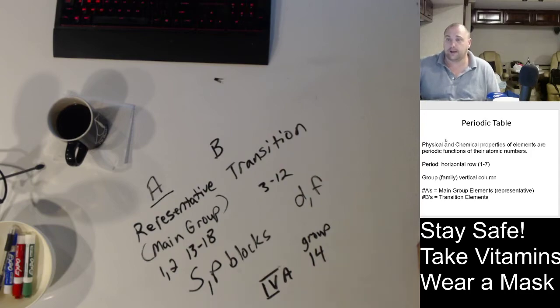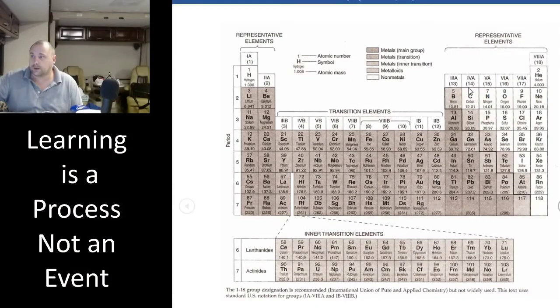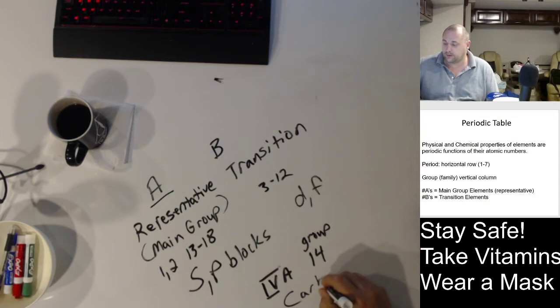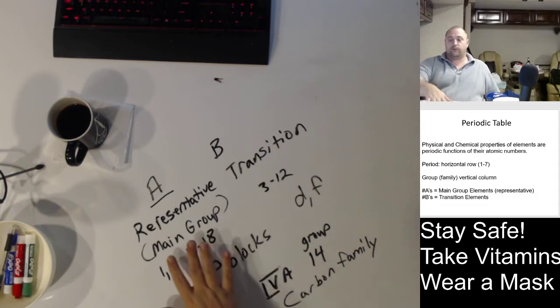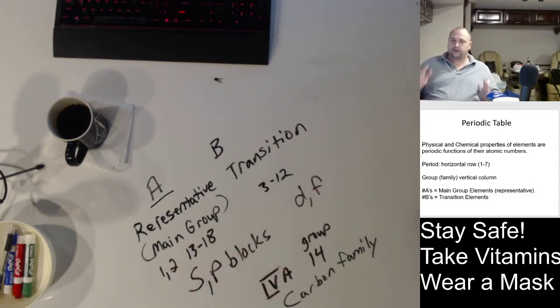And then the head of that group and that family, when I come over here, here's 4A or 14, and the head of that family is carbon. And so this is the carbon family. Okay. So 3 acceptable names for every group. Representative, transition: those are not acceptable names. Those are just categories. So it's either the A or the B with the Roman numerals, or it's going to be the group number, or it's going to be the head of the family.